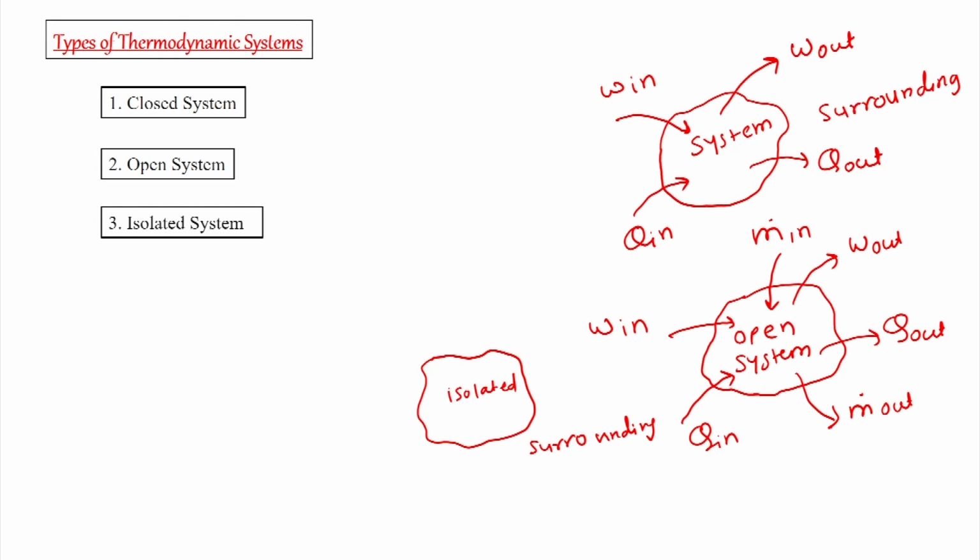In such case, the system is called an isolated system, and the best example of an isolated system is the thermos flask. So these are basically the types of thermodynamic systems. Then the next part to study is properties of the system.